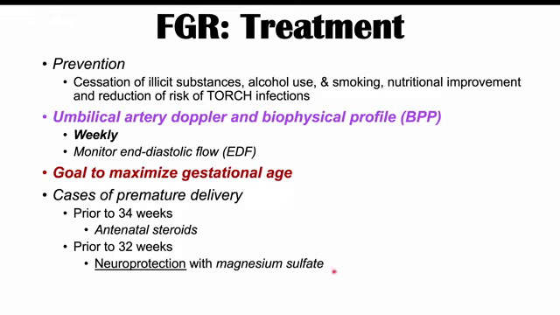So although the goal is to maximize gestational age, there are going to be cases where there is premature delivery. And because certain bodily systems are not fully developed, there may be some requirement for certain management or certain treatments like antenatal steroids or magnesium sulfate. And then a C-section may be required in some cases if there is fetal distress.